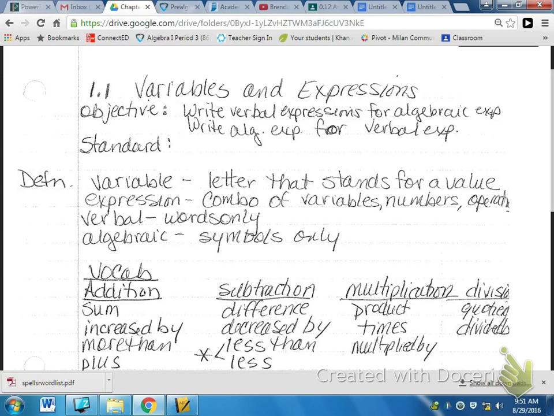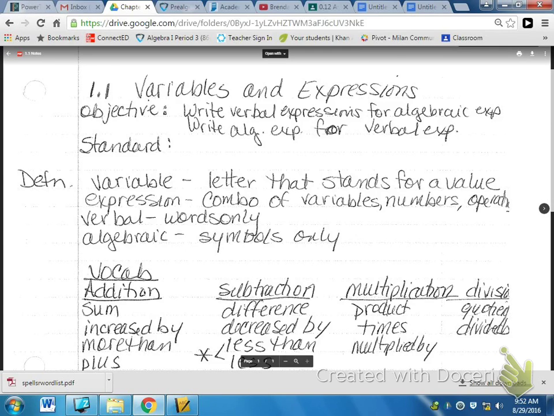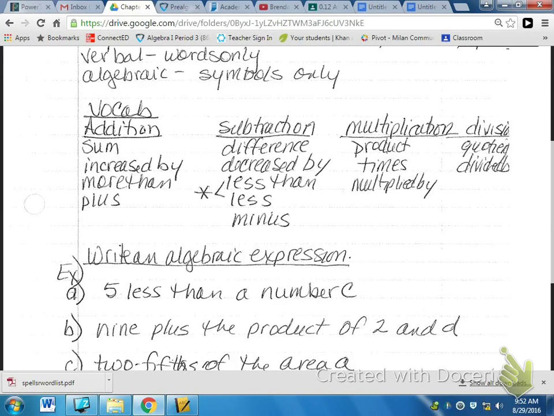We're dealing with algebraic expressions, so it will have all of those things, variables, numbers, and operations. Verbal means there are words only. Algebraic means there are symbols only. And your job today will be to go from one to the other and back again. So you will need to be able to do both. The vocabulary list of the operations, we did this in pre-algebra. For addition, you may use sum, increased by, more than, plus. Subtraction, difference, decreased by, less than, or less and minus.